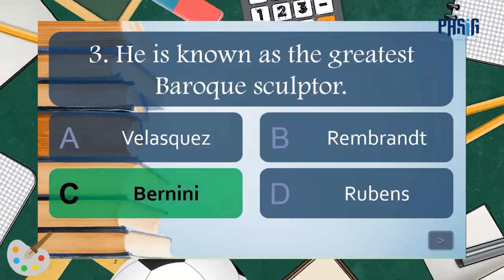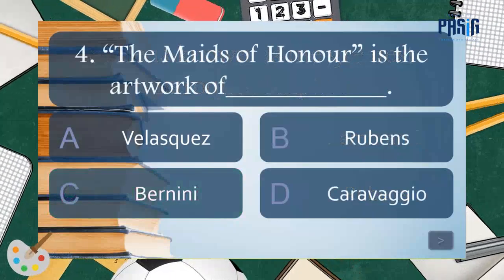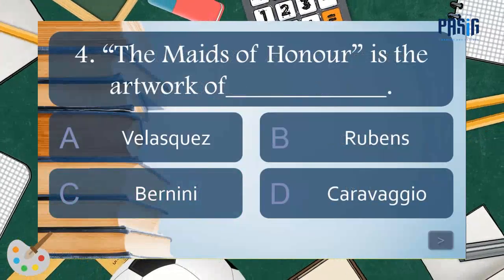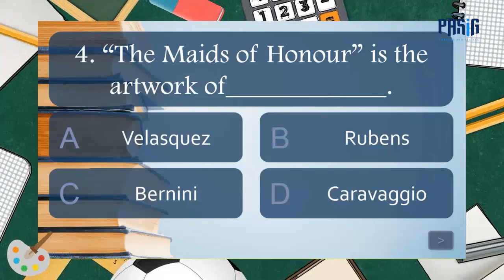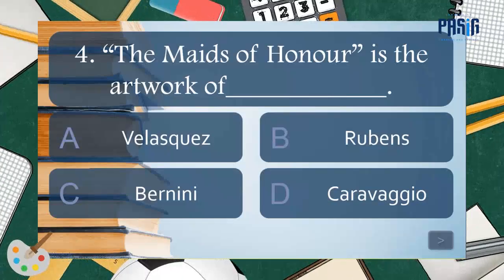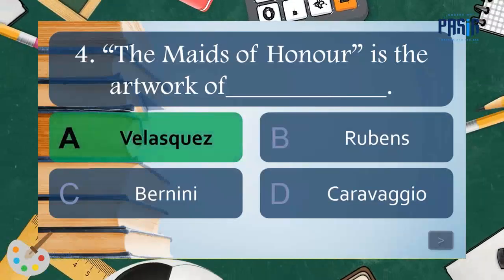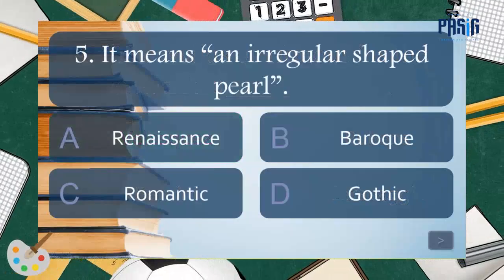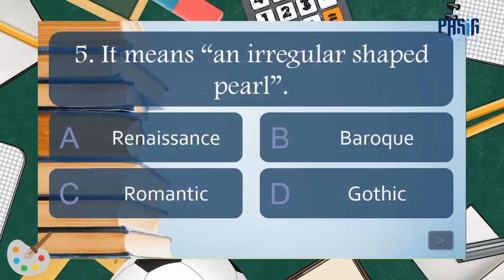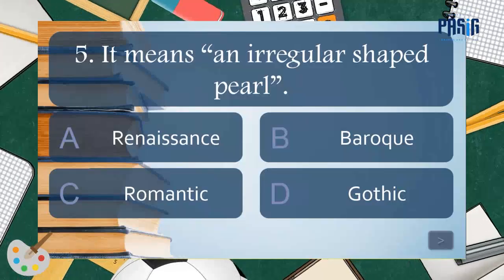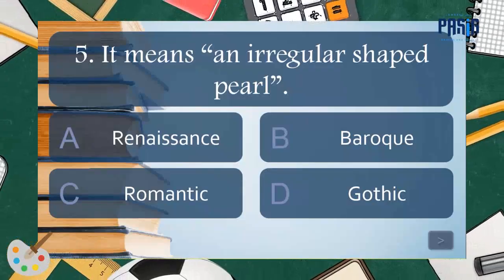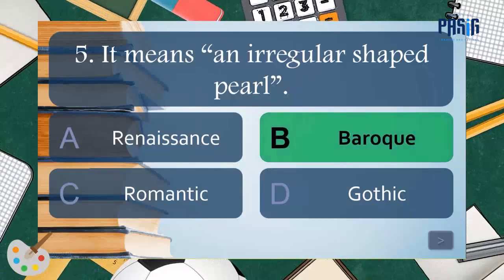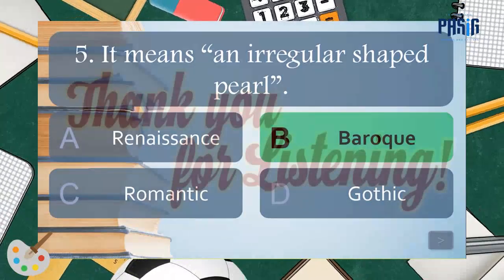Bernini. 4. The Maids of Honor is the artwork of blank. A. Velázquez, B. Rubens, C. Bernini, D. Caravaggio. The correct answer is A. Velázquez. 5. It means an irregular shaped pearl. A. Renaissance, B. Baroque, C. Romantic, D. Gothic. The correct answer is B. Baroque.